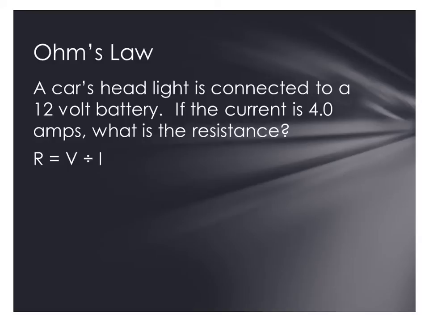A car's headlight is connected to a 12-volt battery. If the current is 4 amps, we want to know the resistance. So we're going to take R and divide our voltage by our current. Our voltage is 12. Our current is 4 amps. You should be able to do this without a calculator. 12 divided by 4. Say it out loud. Come on, do it. Good job, it's 3. And remember, we're going to use ohms for our unit, and it's that funky looking letter that looks like an upside down horseshoe.